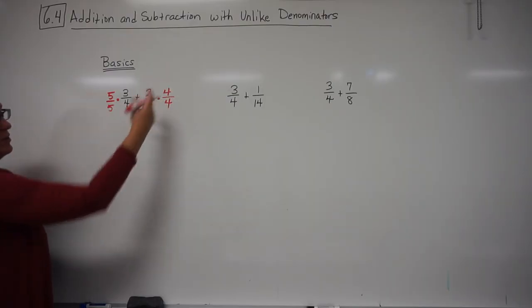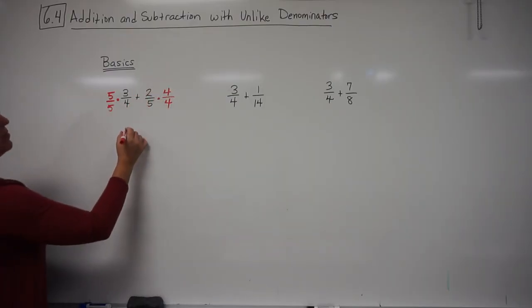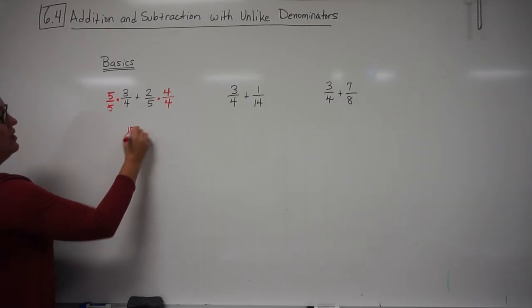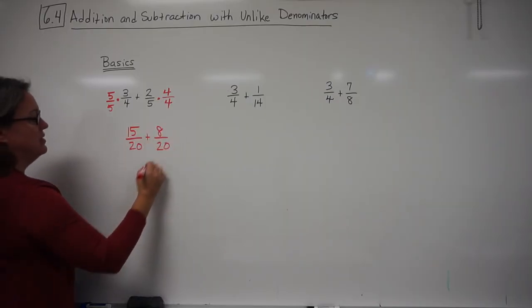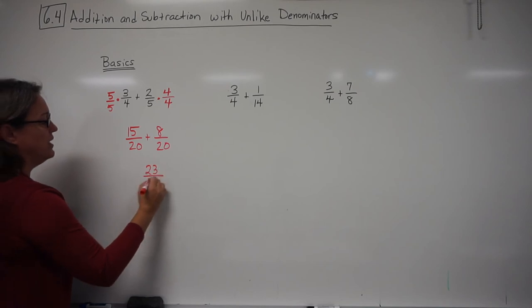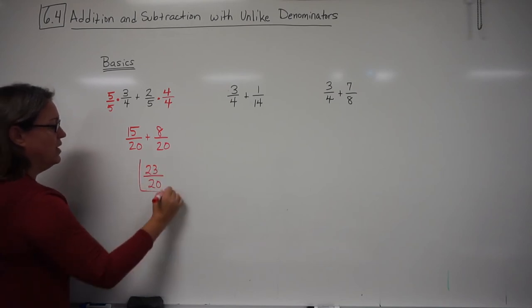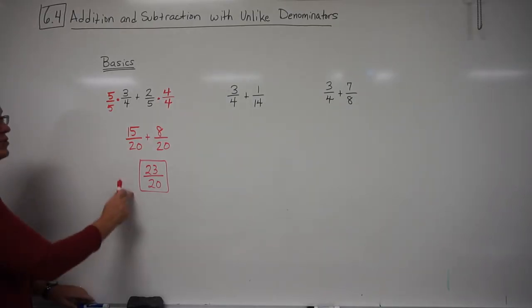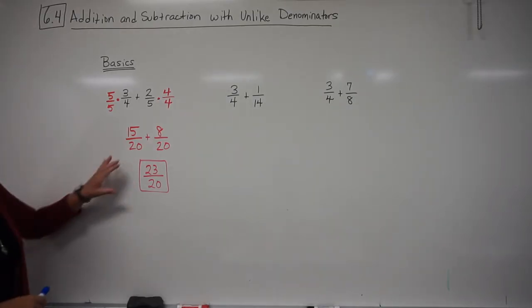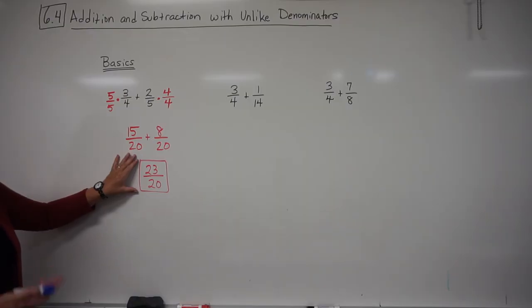When we do this multiplication, top times top, bottom times bottom, we get 15 twentieths plus 8 twentieths, which gives us 23 twentieths. If we could reduce that, we would, but these have no factors in common. And in algebra, we don't want to change this into a mixed number. So that's how we leave our answer.